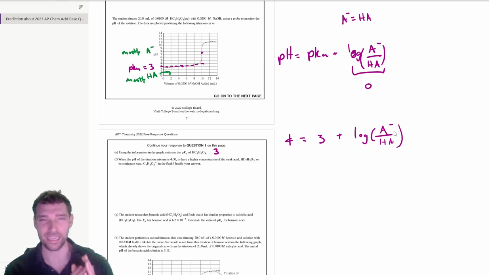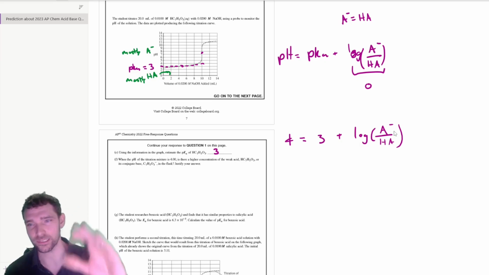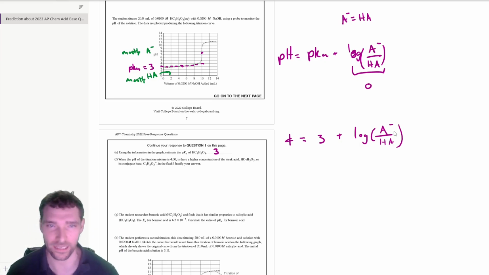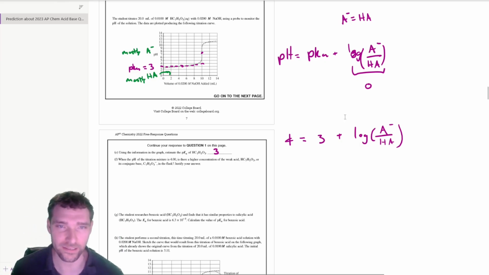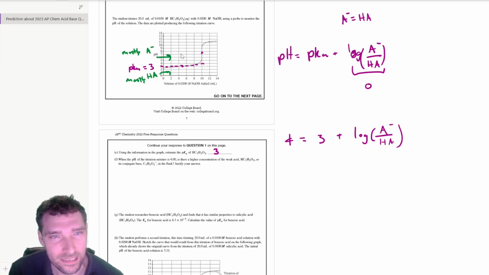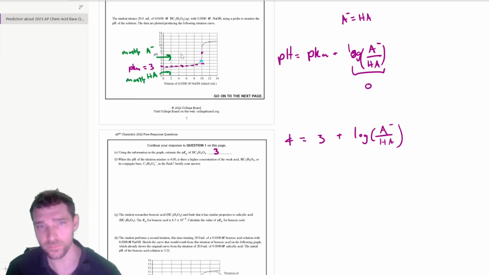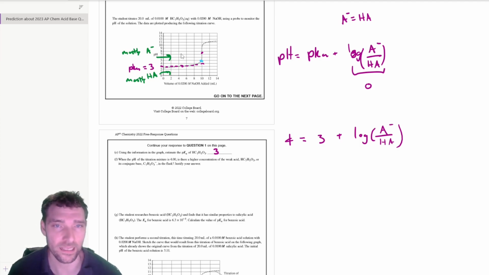So you can think of like an H-rich environment just putting a ton of H pluses on A minus, so that you've got mostly HA. So if you're in a really hydrogen-rich environment, you're going to be mostly HA. You're going to have a hydrogen poor environment, you're going to be mostly the A minus. So what they're basically saying is what's going on when you've got this pH of 4 right here. Conceptually, you can see that it's going to be mostly A minus.